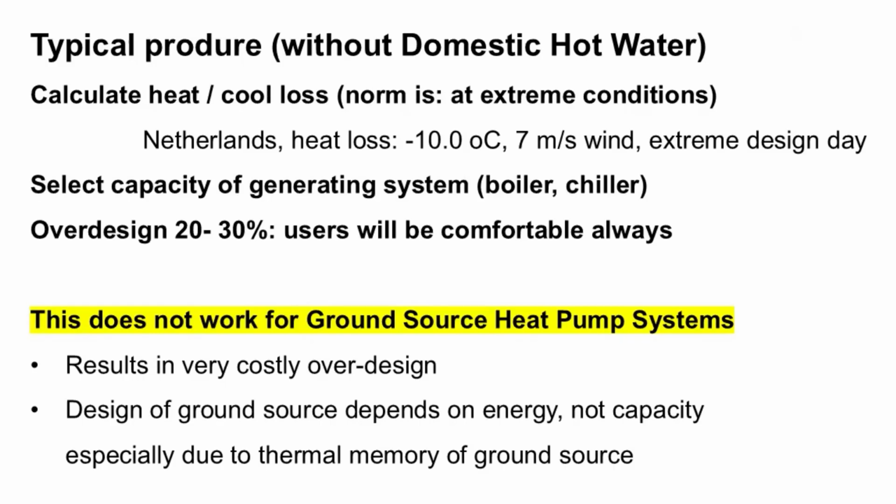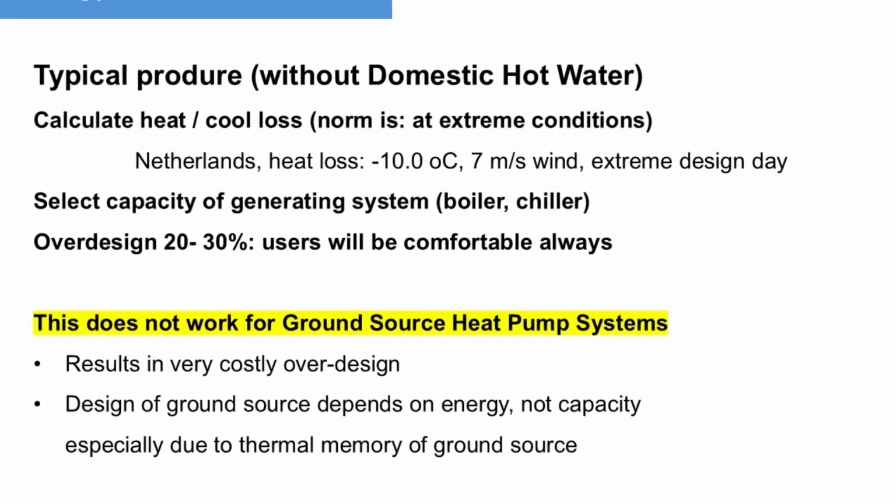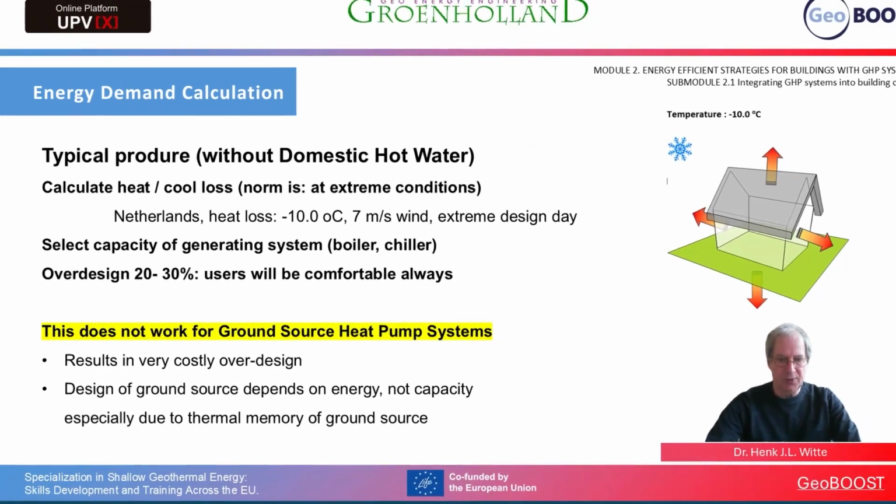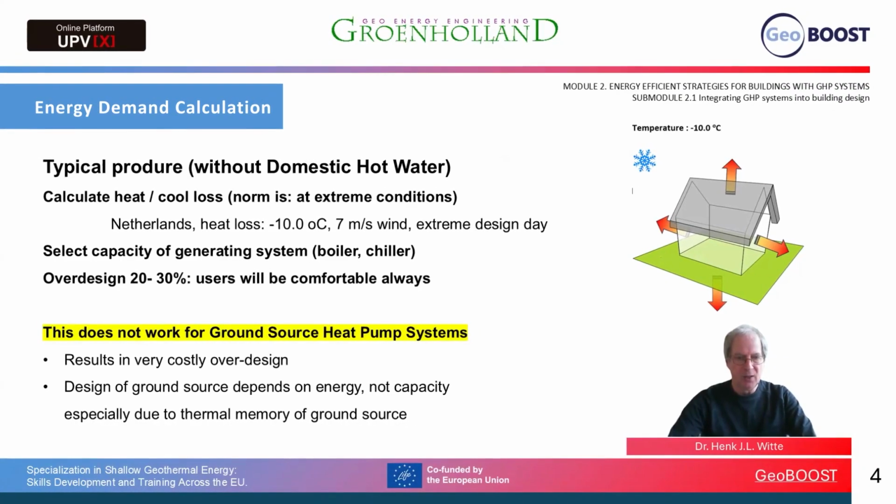So we need to have a more accurate estimate of the energy demand, because the energy is much more important than the capacity. The energy is what we take out from the ground, which will cool the ground down in heating, and we put it back into the ground. It will heat the ground up during cooling. So this energy balance on the ground side is very important for the design of the system. And if we don't have that correctly calculated, we get a very costly over-design. This is due to this thermal memory of the ground.